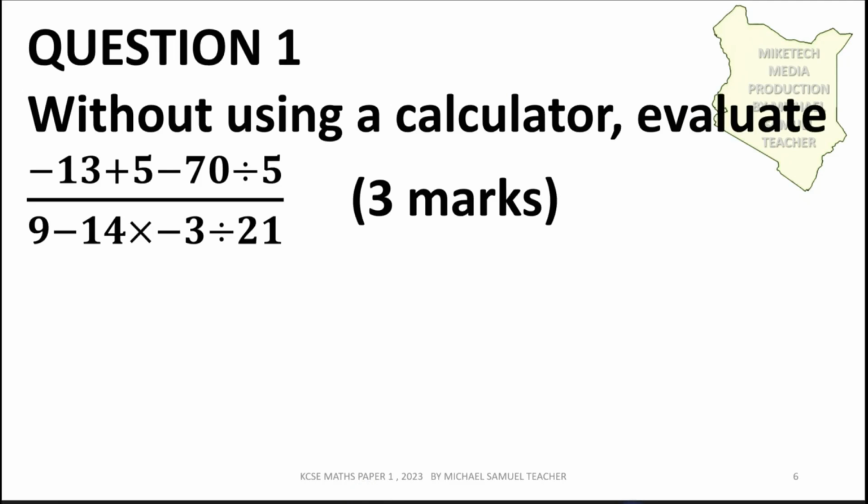Welcome. Begin with question 1. And in question 1, without using a calculator, evaluate minus 13 plus 5 minus 70 divided by 5 all over 9 minus 14 times minus 3 divided by 21.